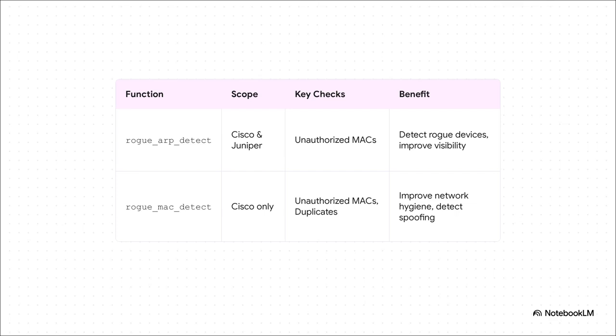So, to wrap it all up in one simple view, Rogue ARP Detect is your wide-angle lens, giving you broad visibility across both Cisco and Juniper networks to spot active intruders. And Rogue MAC Detect is your microscope, giving you a deep, detailed inspection of your Cisco gear to perfect your network hygiene and catch sneaky threats like MAC spoofing. They're a powerful 1-2 punch.